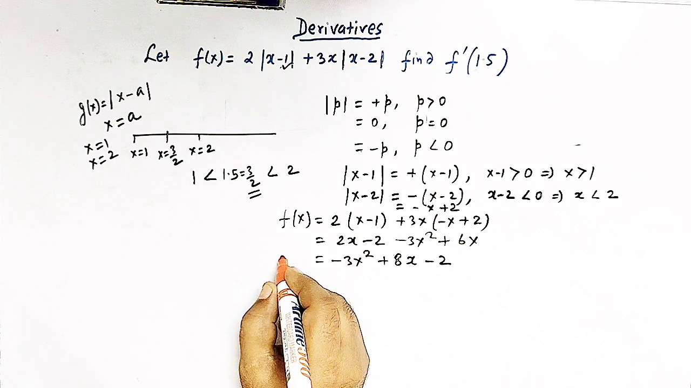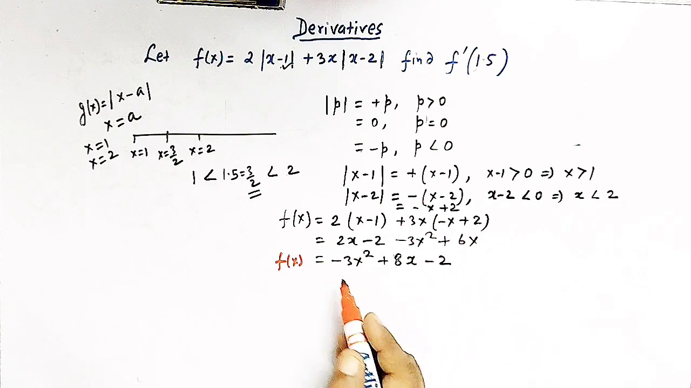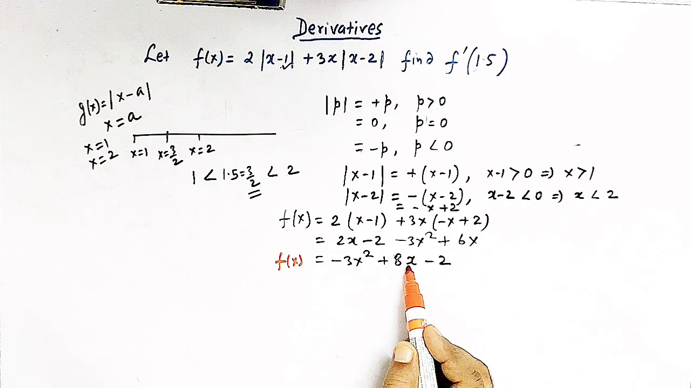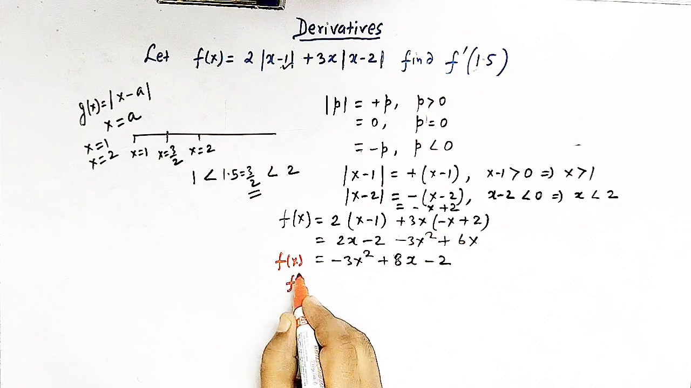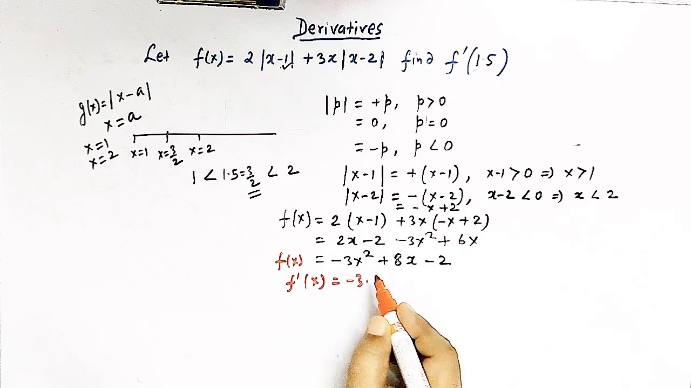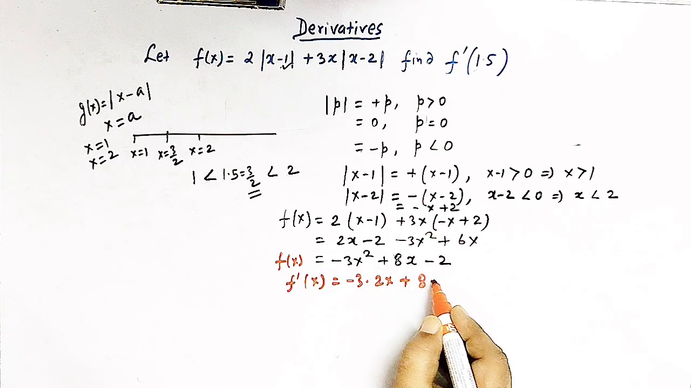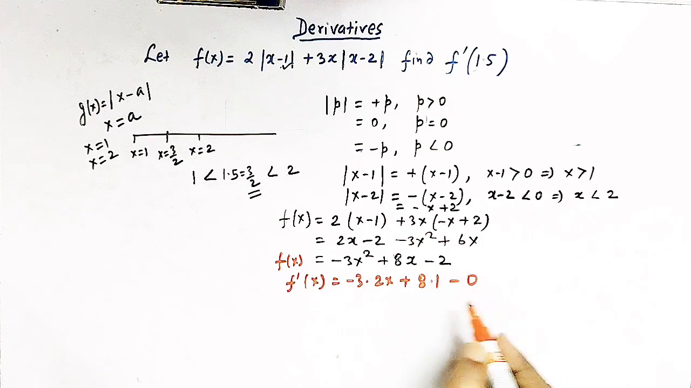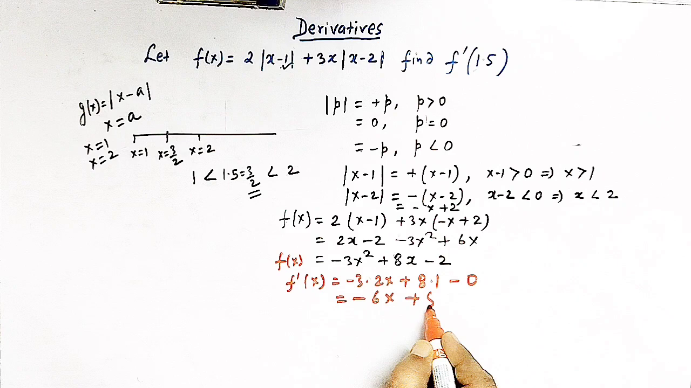So now we see that the function f of x is a quadratic function, and this is minus 3x square plus 8x minus 2. Now we can differentiate both sides. So we have f prime of x, and the derivative of x square is 2x, derivative of x is 1, and the derivative of 2 is 0. And here we can write minus 6x plus 8.